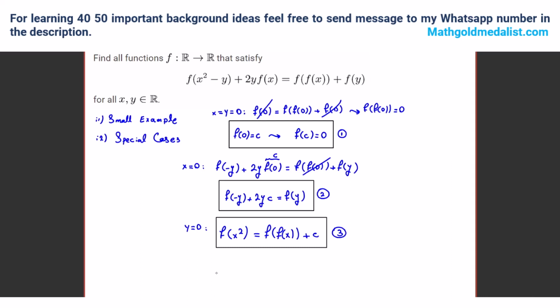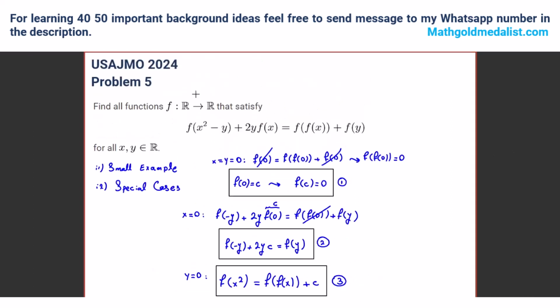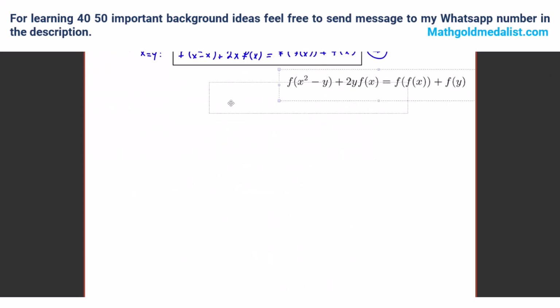Now, next step, what can we consider? We can consider x is equal to y. Then it would be what? f of x squared minus x plus 2x f of x is equal to f of x plus f of x. Okay. Let's put a box around this one. Fourth result.